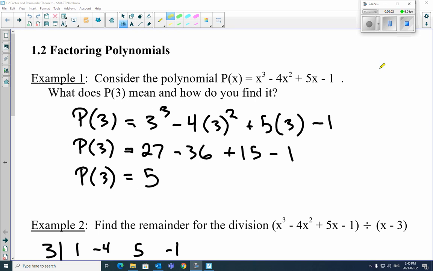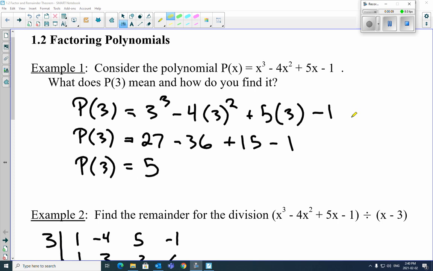Okay, so today's lesson is 1.2 factoring polynomials. Let's start right into an example. That's the easiest way to talk about the remainder theorem, which is coming up. So we have a polynomial. We have p of x equals x cubed minus 4x squared plus 5x minus 1.